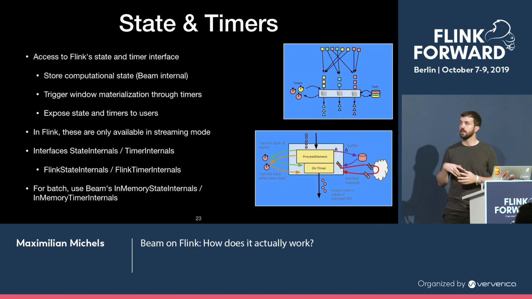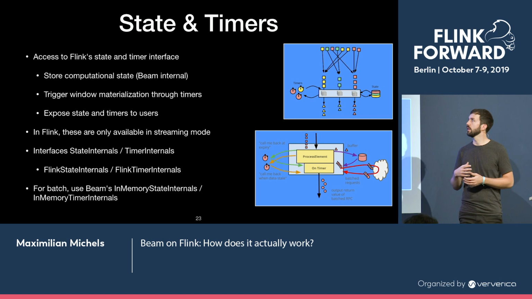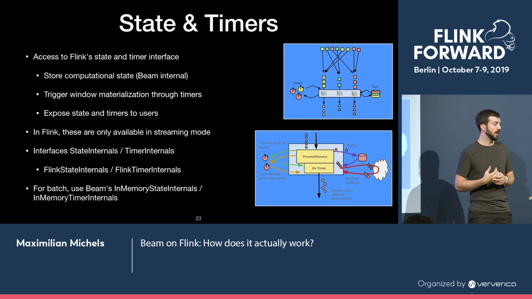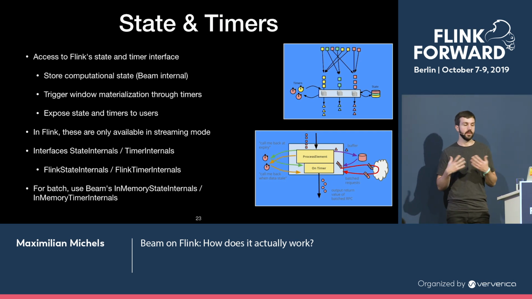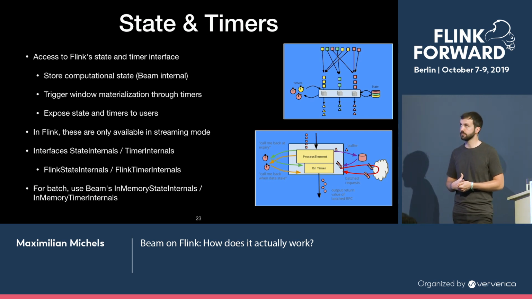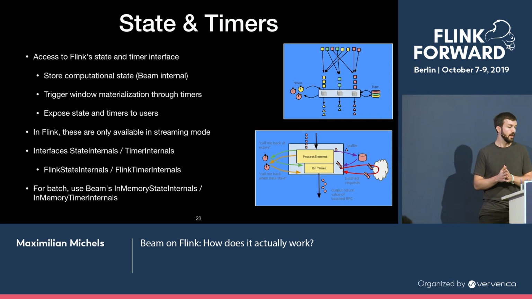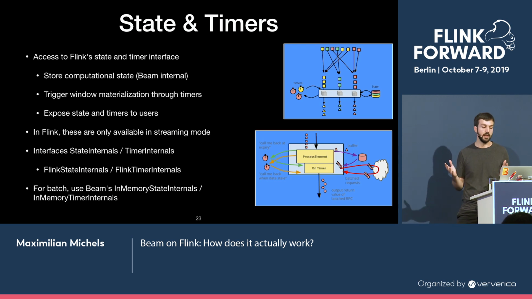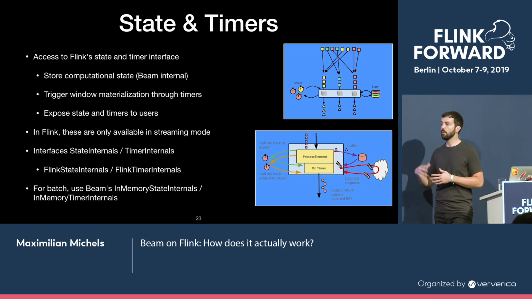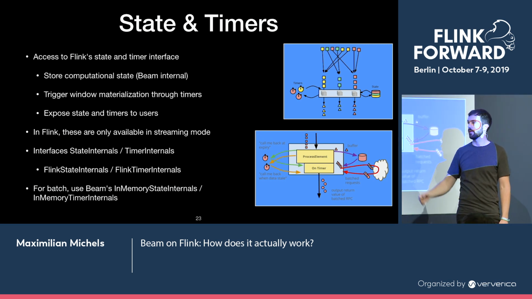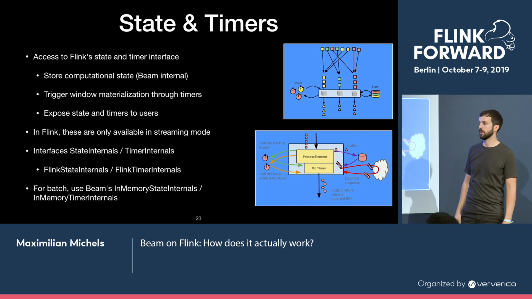Okay, and the last thing that I want to mention for the ParDo is state and timers. So Flink has, as you know, in streaming, a way to access user state or general managed state and timers. And Beam also has basically the same idea. So it's pretty much like implementing these interfaces, the Beam state internals and timer internals, for Flink, which is called Flink state internals and Flink timer internals.